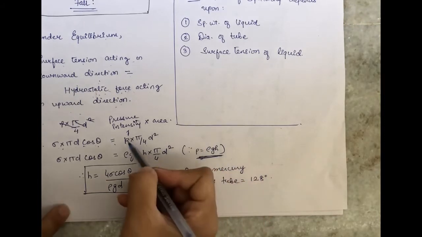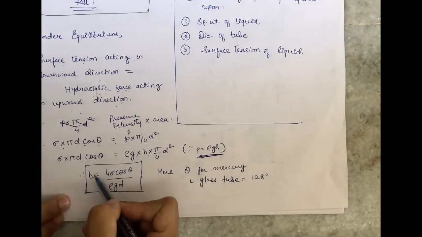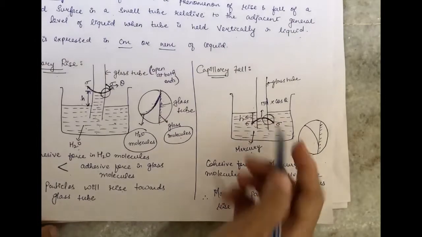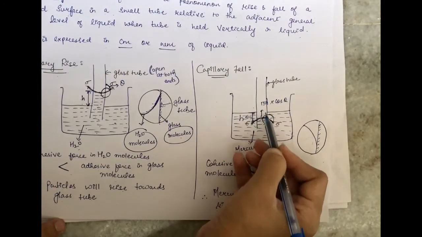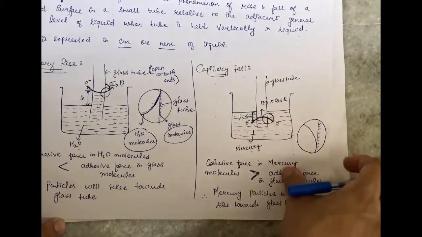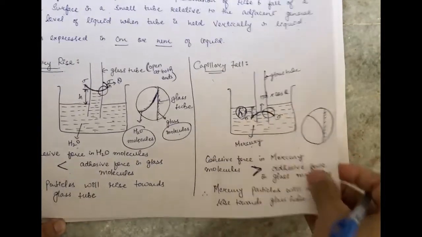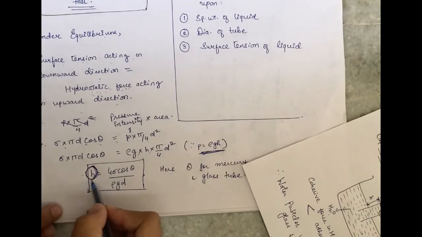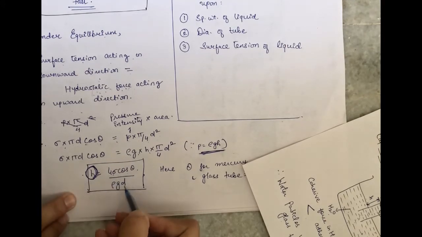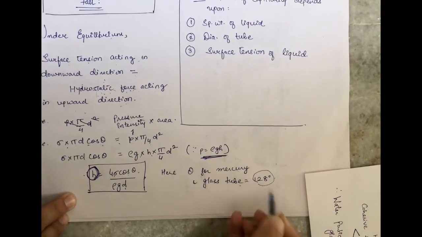So instead of P, I have written rho g h. Now we want to calculate the depression of liquid. The depression of liquid h is also called the capillary fall, the amount by which mercury has fallen due to capillary fall action. That h we need to calculate, and it is obtained by making h the subject and taking all the other terms to the other side, that is 4 sigma cos theta upon rho g d, where theta for mercury and glass tube is fixed, which is 128 degrees.